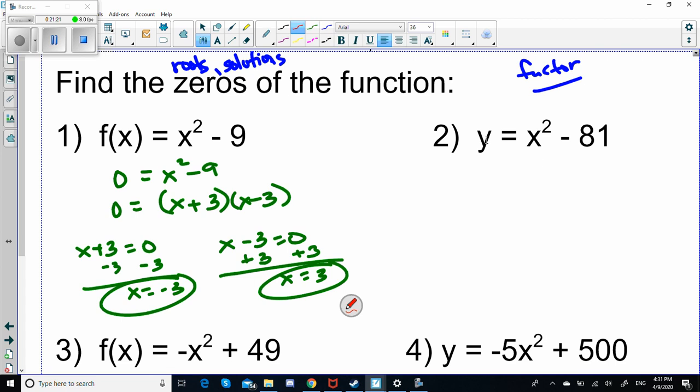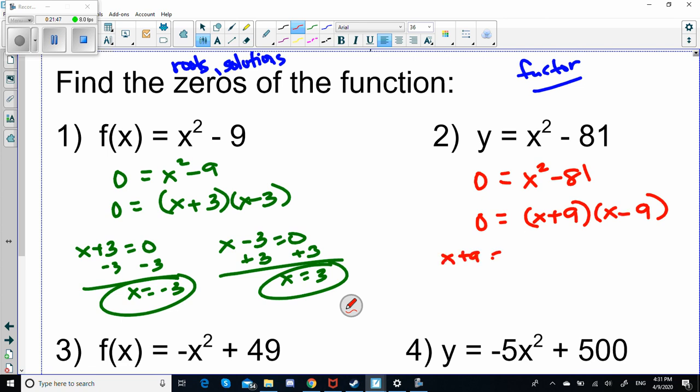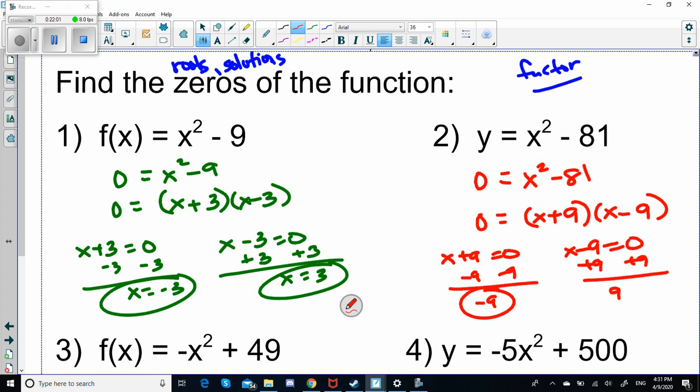So same thing over here. I would take the y out and in this place put 0. And I can factor that difference of squares on the right-hand side. So 0 equals, if I take the square root of x squared, that's x and x. Square root of 81 is 9 and 9. And then because the middle term is gone, I would put plus minus here. So x plus 9 equals 0 is going to be one of the solutions. And x minus 9 equals 0 is the other one. So here I'm subtracting 9 on both sides, so one of the roots is negative 9. And here I'm adding 9 on both sides, so the other root is positive 9.